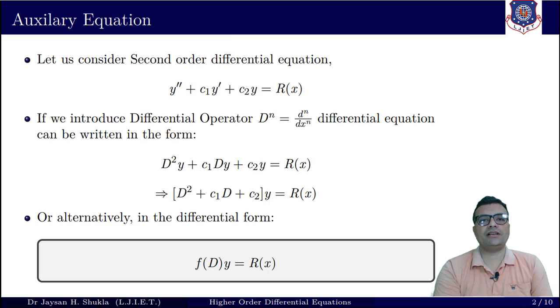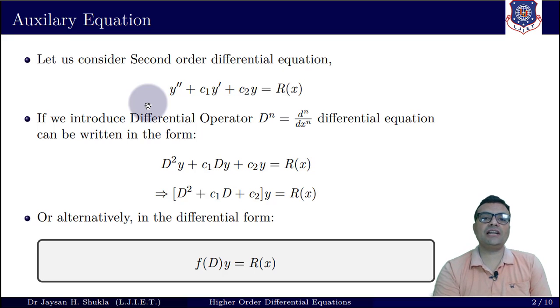So you can see over here, again, let us consider our usual way of defining a higher order differential equation. For simplicity, I am considering a second order differential equation, which is y double dash plus c1 y dash plus c2 y equals r of x. As usual, here function y is depending on independent variable x. c1, c2 are arbitrary constants, and r of x is a random function of variable x.